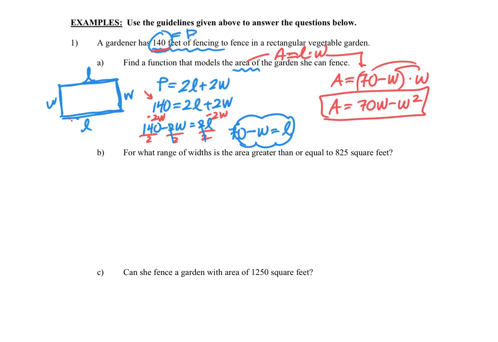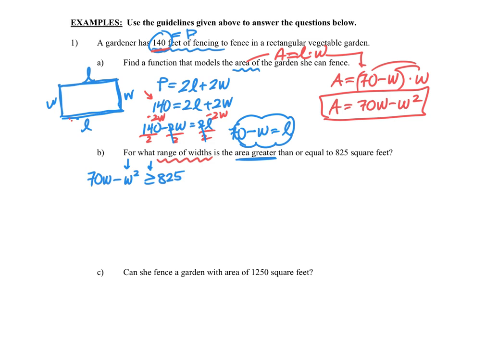Now, it says for what range of widths is the area greater than or equal to 825 square feet? Okay, so here's what we're saying. We're saying that my area, okay, 70W minus W squared, that area, I want to know when it's greater than or equal to 825. Now, this is a little tricky, but this is a quadratic and it's an inequality.